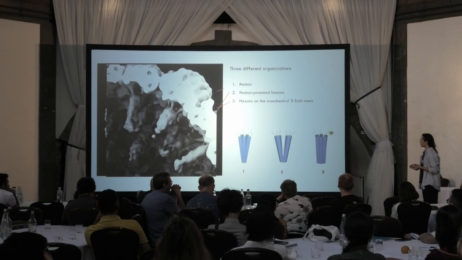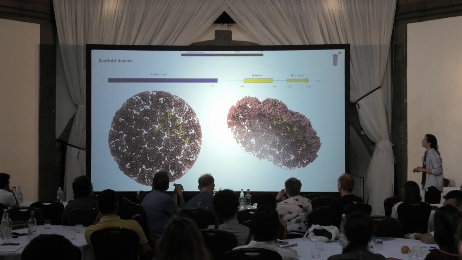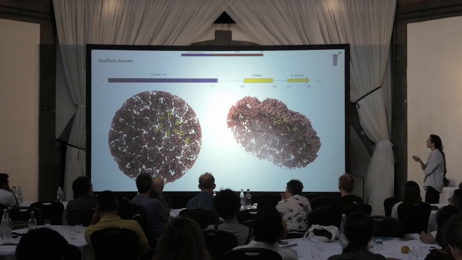But at high resolution, we lose these, but we don't lose this region up here that we think is pretty key in capsid size. So this is that region. Inside our scaffold domain, we have our long coil as I've shown, but then we also have that upper region, which is made up of an alpha helix and a beta strand. It's also what's seen in HK97.